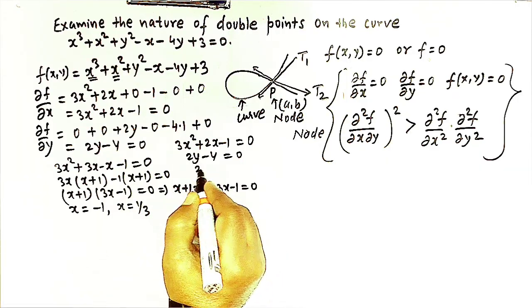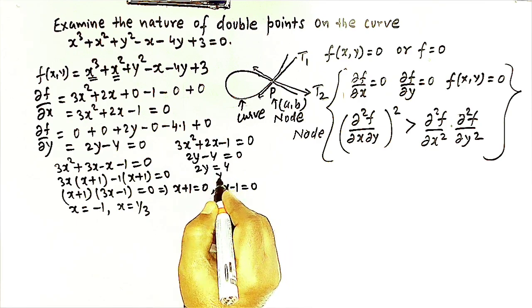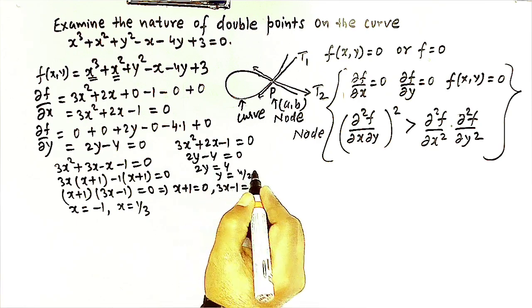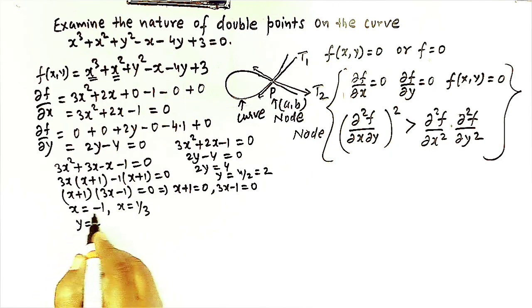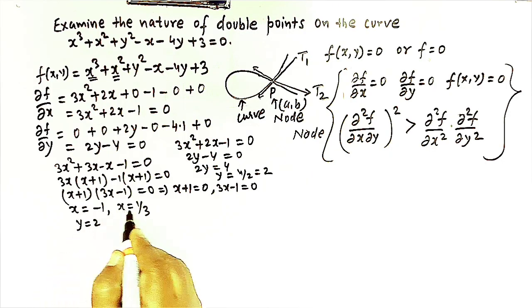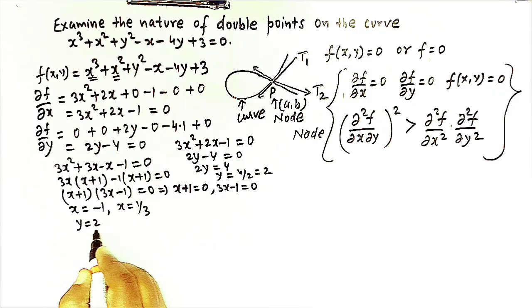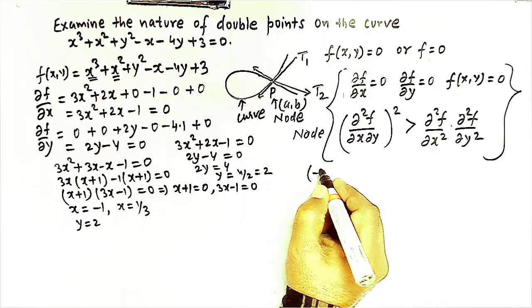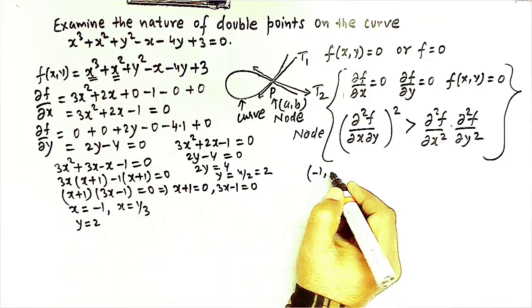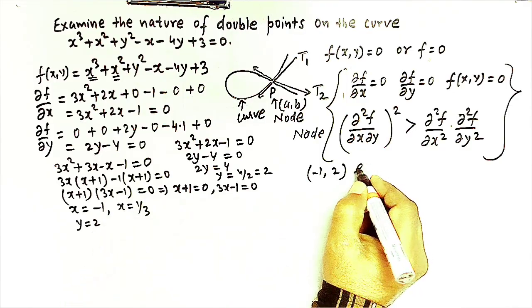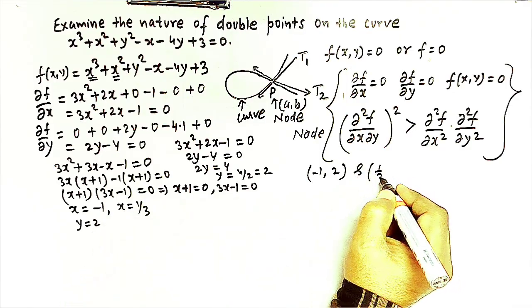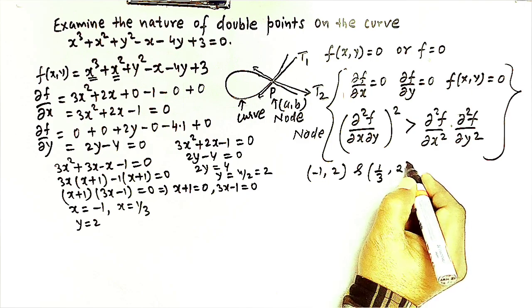And from here we have 2y is equal to 4, so y is equal to 4 over 2, that is 2, right? So here we have x is equal to minus 1 and x is equal to 1 over 3 and y is equal to 2, right? So now we have the points. So the first pair is minus 1 comma 2 and the second pair is 1 over 3 and 2, right?